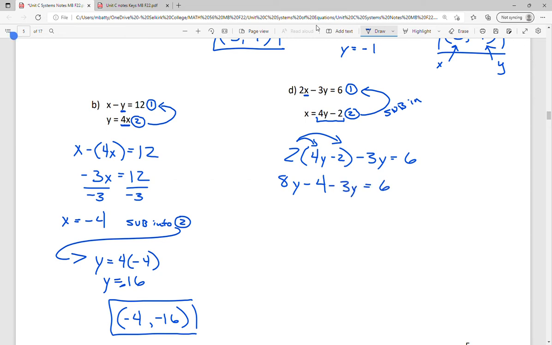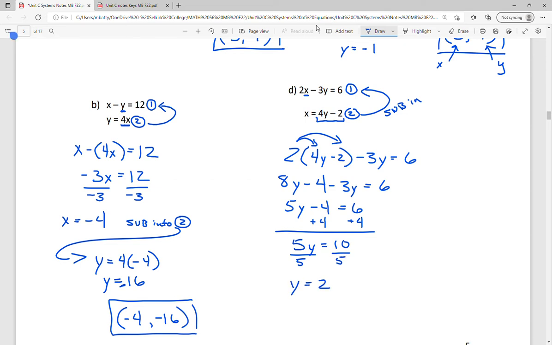And then in this one, what I'm solving for is y. Again, it doesn't matter which variable you solve for first. I'd have 8y minus 3y, so that's 5y. I'm not going to do anything with the other stuff. I'm just going to copy it down. I would add 4 to both sides. I'd have 5y equaling 10. And solving for y, dividing by 5 on both sides, I get y equaling 2.